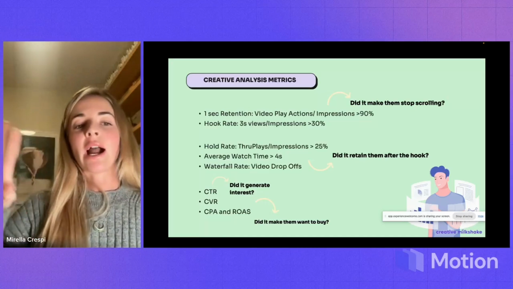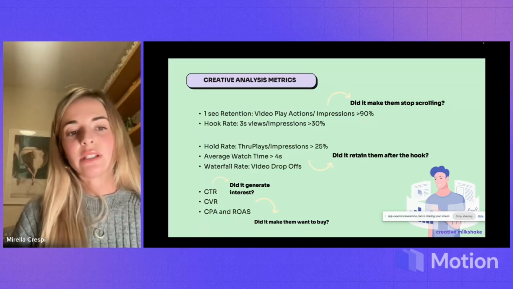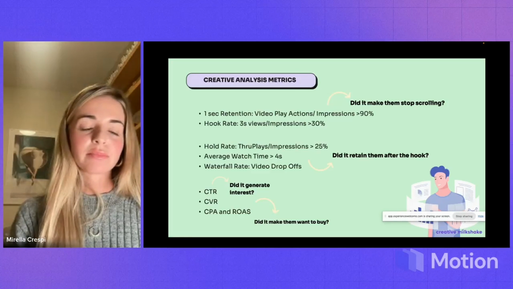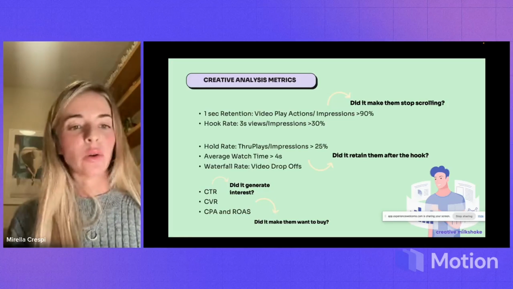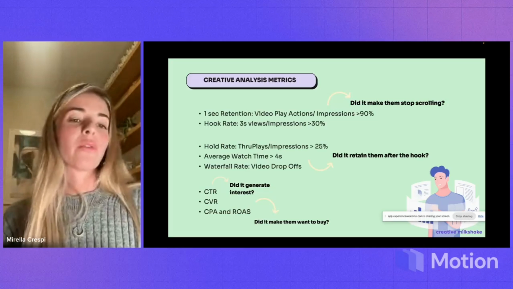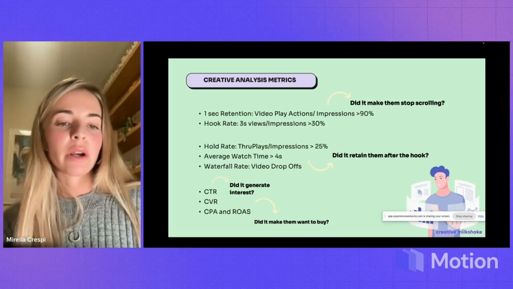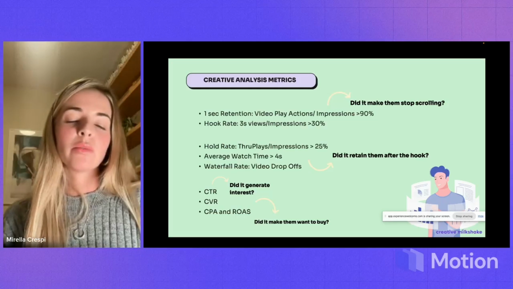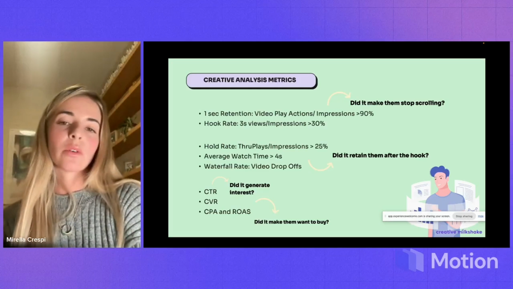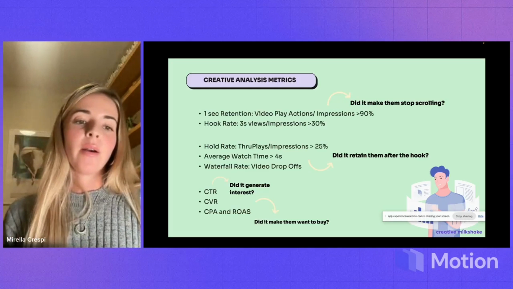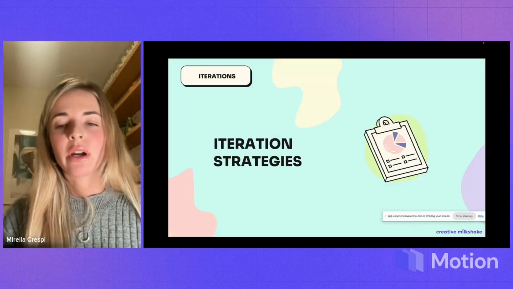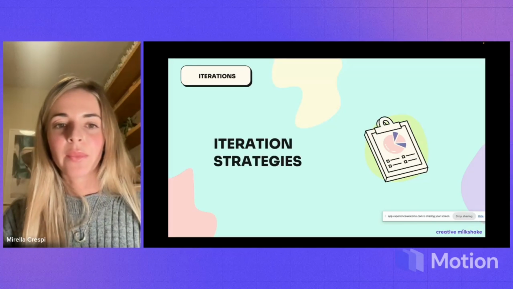And then the more action-focused metrics like your CTR, your engagement rates, your conversion rates, did it generate interest, and ultimately your performance metrics like CPA and ROAS, which answer the question of did it make them want to buy. So when we're trying to troubleshoot creatives or we're trying to understand why it worked or not, those are mostly the metrics that guide our analysis and decision making.